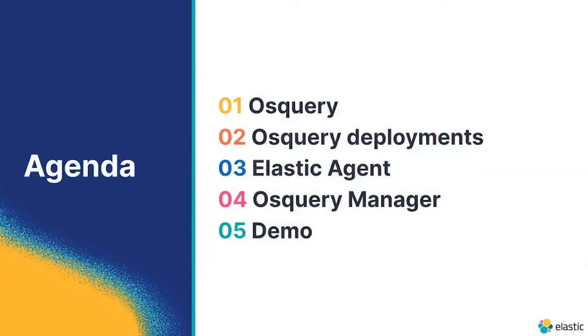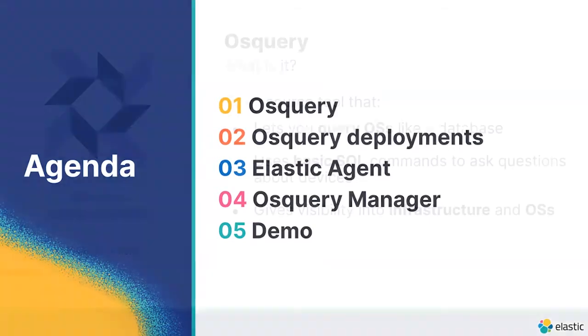Today, I'm going to talk about how to monitor your endpoints using osquery and Elastic. I'm going to cover a few different topics. First, I want to give an overview of what osquery is and how people use it, what production deployments have historically looked like for osquery, and then what they look like today with Elastic. And then talk about Elastic Agent and the new osquery Manager integration, which brings osquery to the Elastic stack. And then finally, I'll give a quick demo that shows how it works.